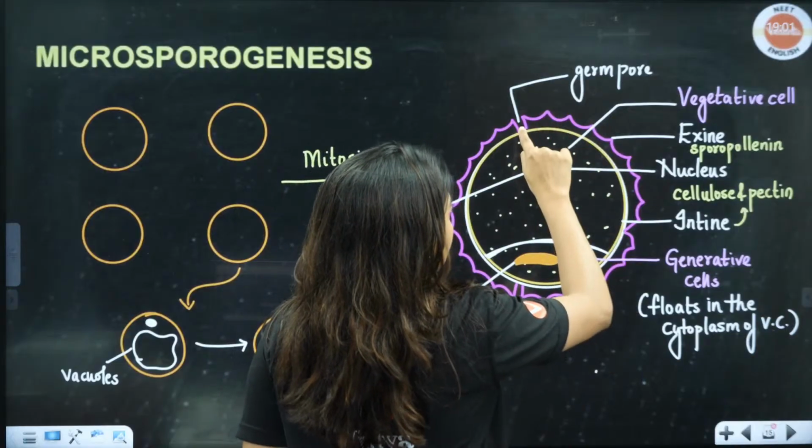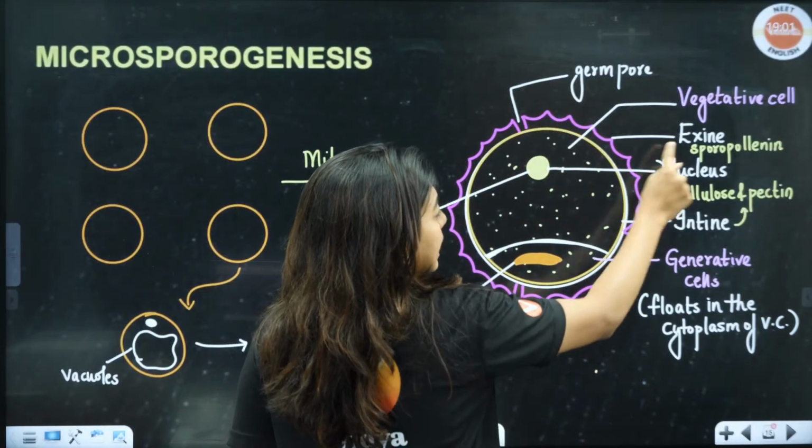The pollen grain's outermost layer is called the exine.